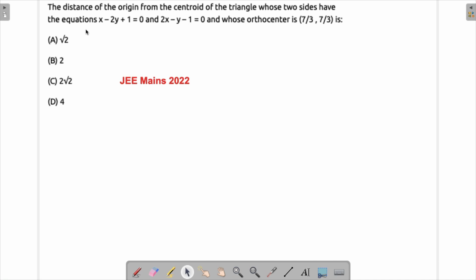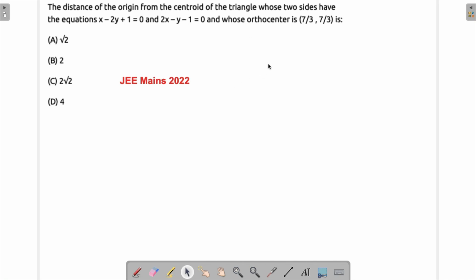What is given to us is basically the two sides of the triangle are along these two lines, and the orthocenter of the triangle is given. So what we need to do first is to find out the centroid, and once we find out the centroid, then we have to find out the distance of the centroid from the origin.